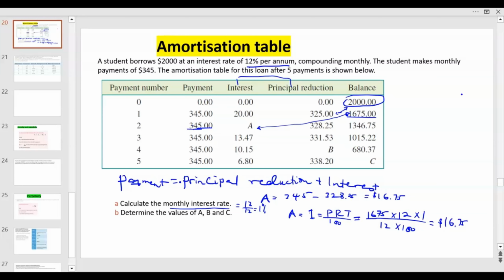If this box was empty, if we didn't have any value there, we could have used the other method. The VCAA sometimes brings equations similar to that, whereby they leave this box empty. That means you have to use I equals PRT and work out what the interest has to be. Alright, and the next one is the value of B.